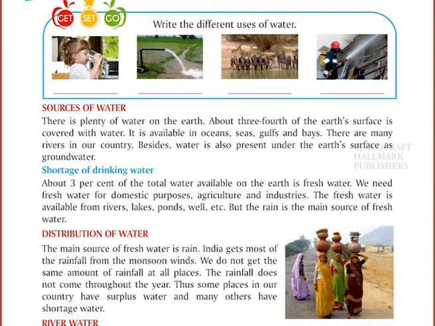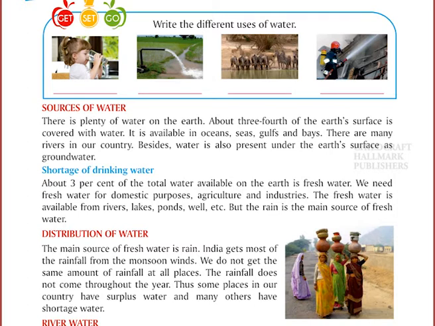Chapter 1. India, its water resources. Sources of water. There is plenty of water on the earth. About three-fourths of the earth's surface is covered with water. It is available in oceans, seas, gulfs and bays. There are many rivers in our country. Besides, water is also present under the earth's surface as groundwater.